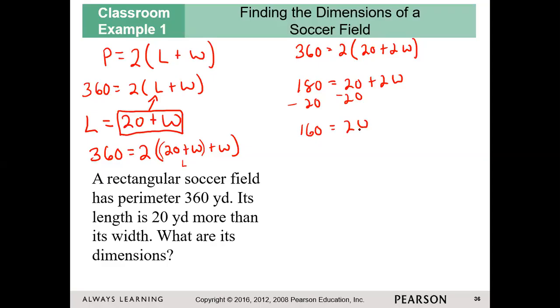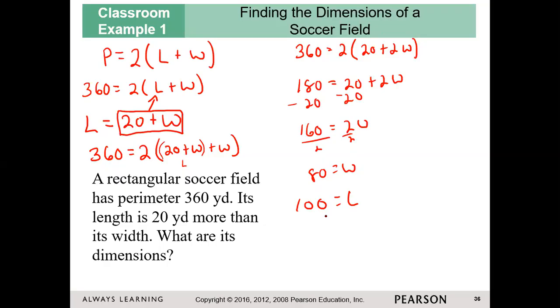So this is pretty sweet. We just start banging this out. We get the width of this soccer field is going to be 80, which means the length, because again, I have this formula over here that says the length is equal to 20 plus whatever our width is. So our length is going to be 100.